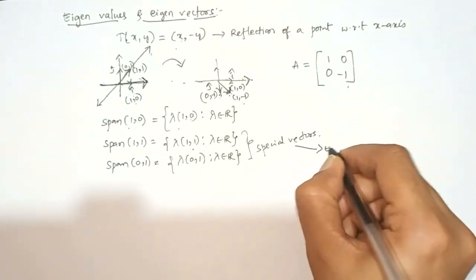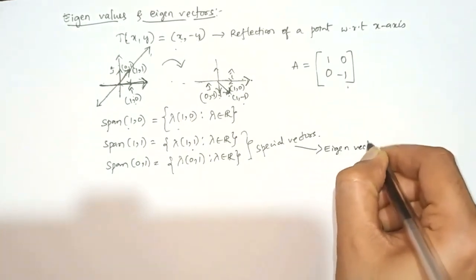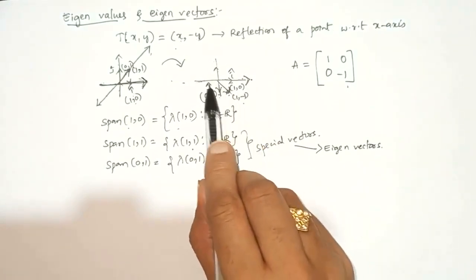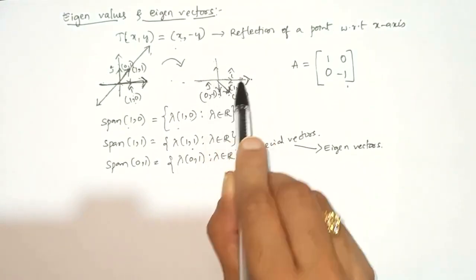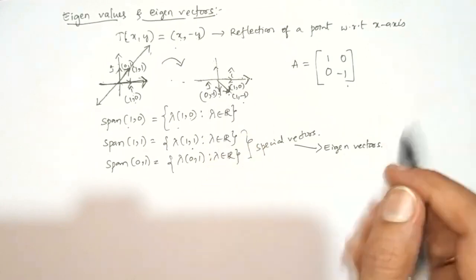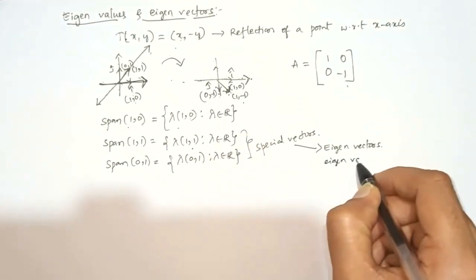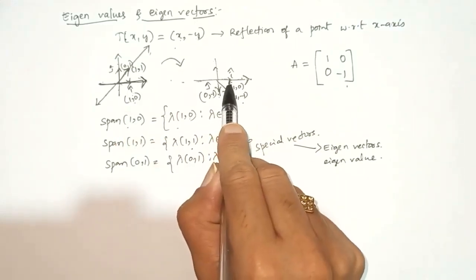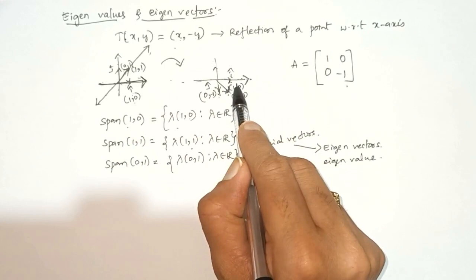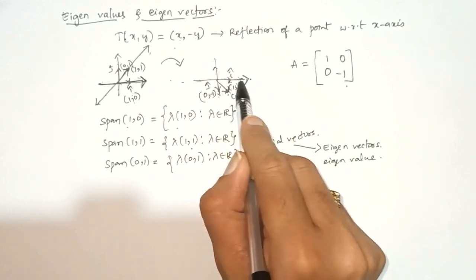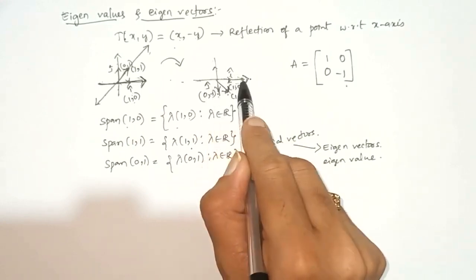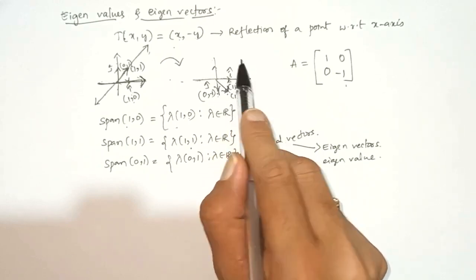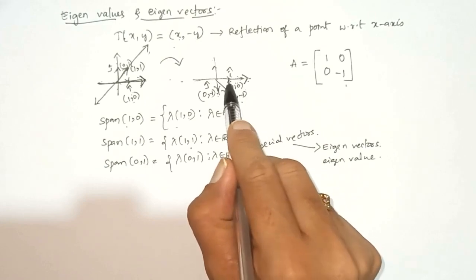Such vectors are called eigenvectors, and the amount by which the new vectors get stretched or squished is called the eigenvalue. See, in the first case, (1, 0) is at the same position, (1, 0), though it is in its own span. Some of the vectors will get stretched, like (1, 0) goes to (2, 0). If (1, 0) goes to (2, 0), it is in the same span, but it gets stretched.